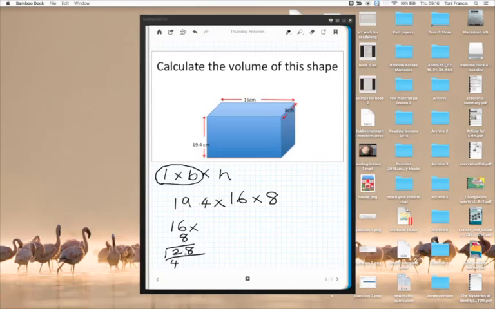Now I've got 128 times 19.4. So let's try that. 128. Actually, I'm going to do this again.